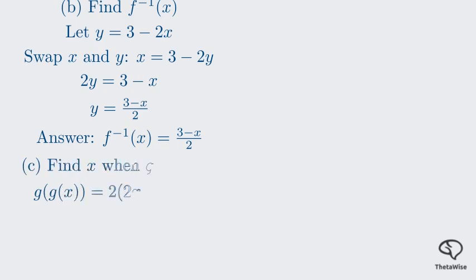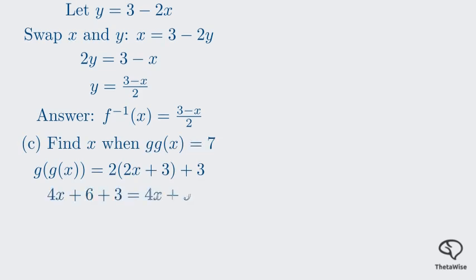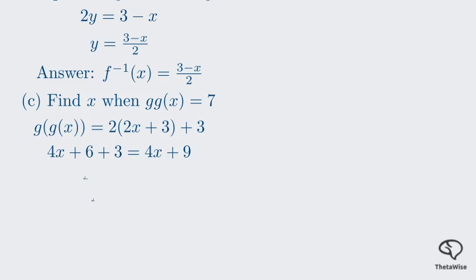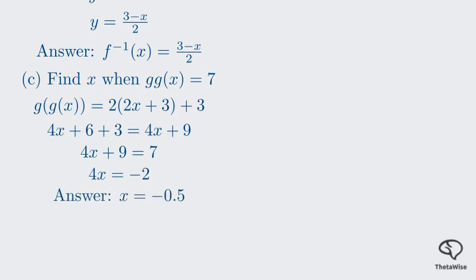For part c, find x when gg of x equals 7. First, find the expression for gg of x. Expanding gives 4x plus 6 plus 3, which simplifies to 4x plus 9. Now set this equal to 7. Subtracting 9 gives 4x equals negative 2. Dividing by 4, we find x equals negative 0.5.